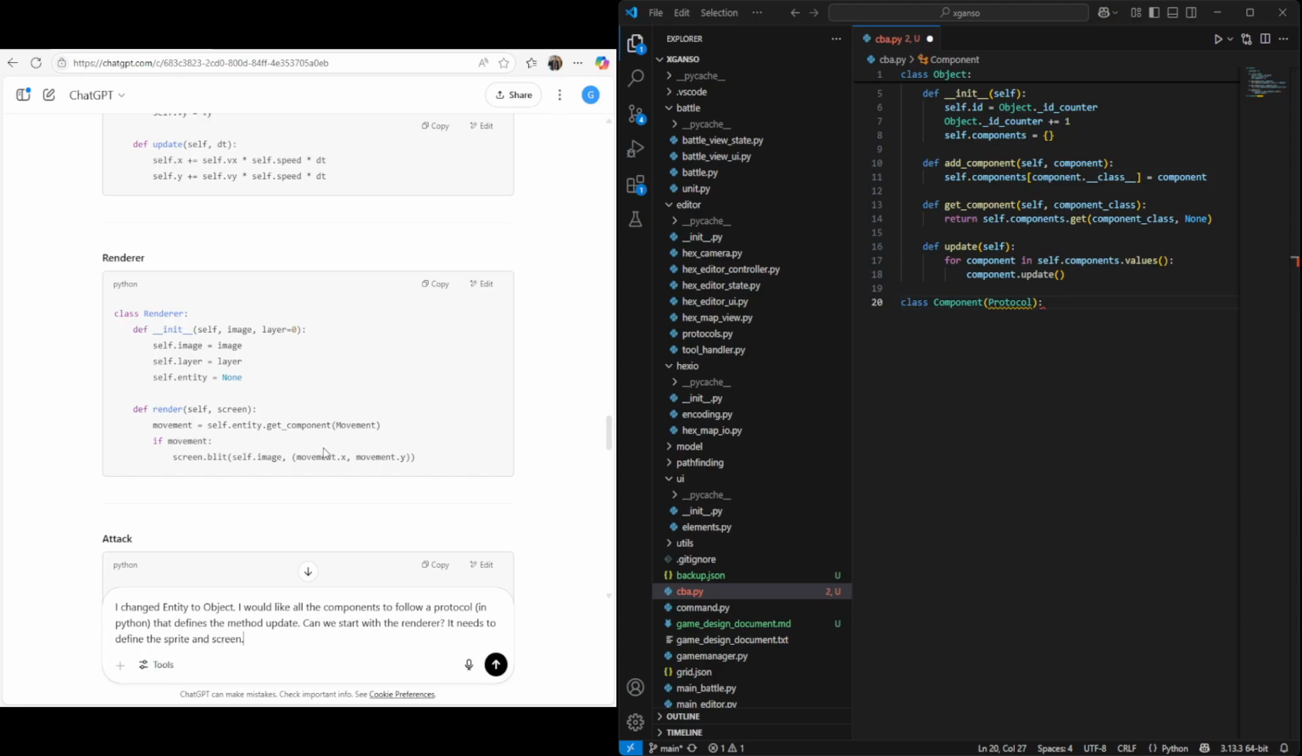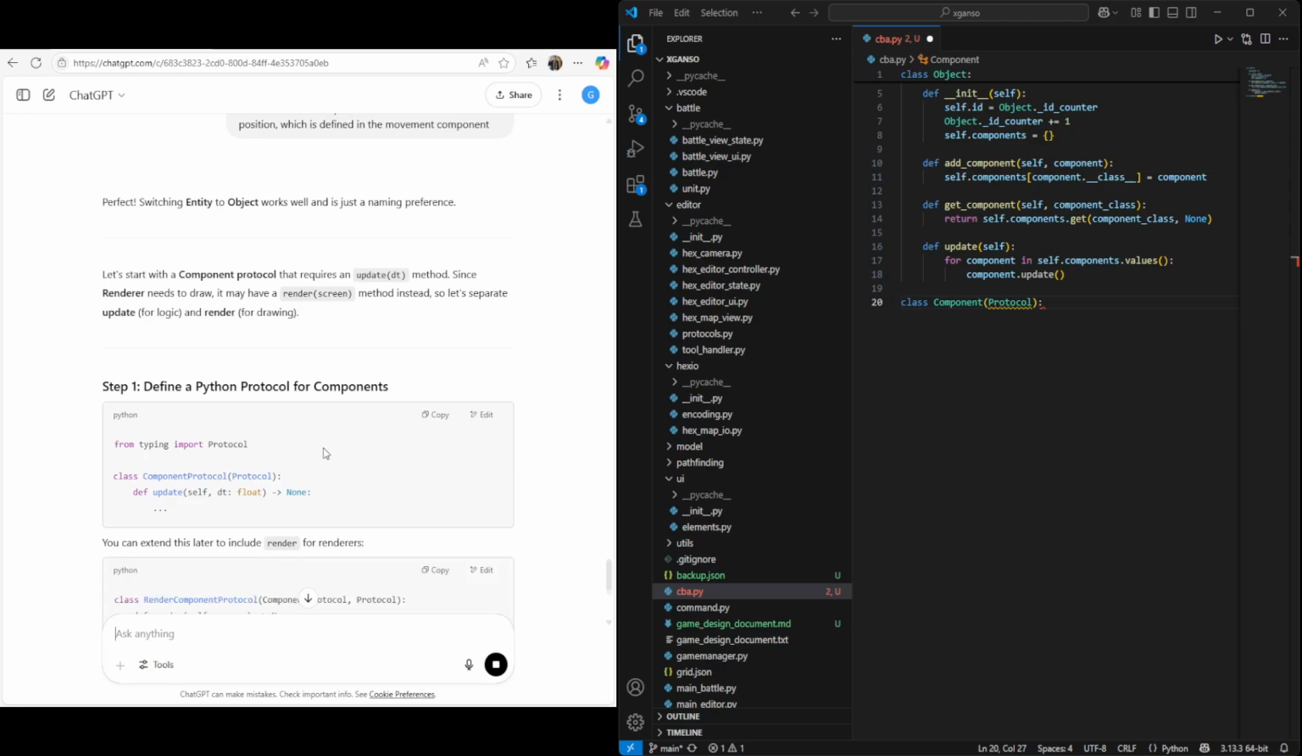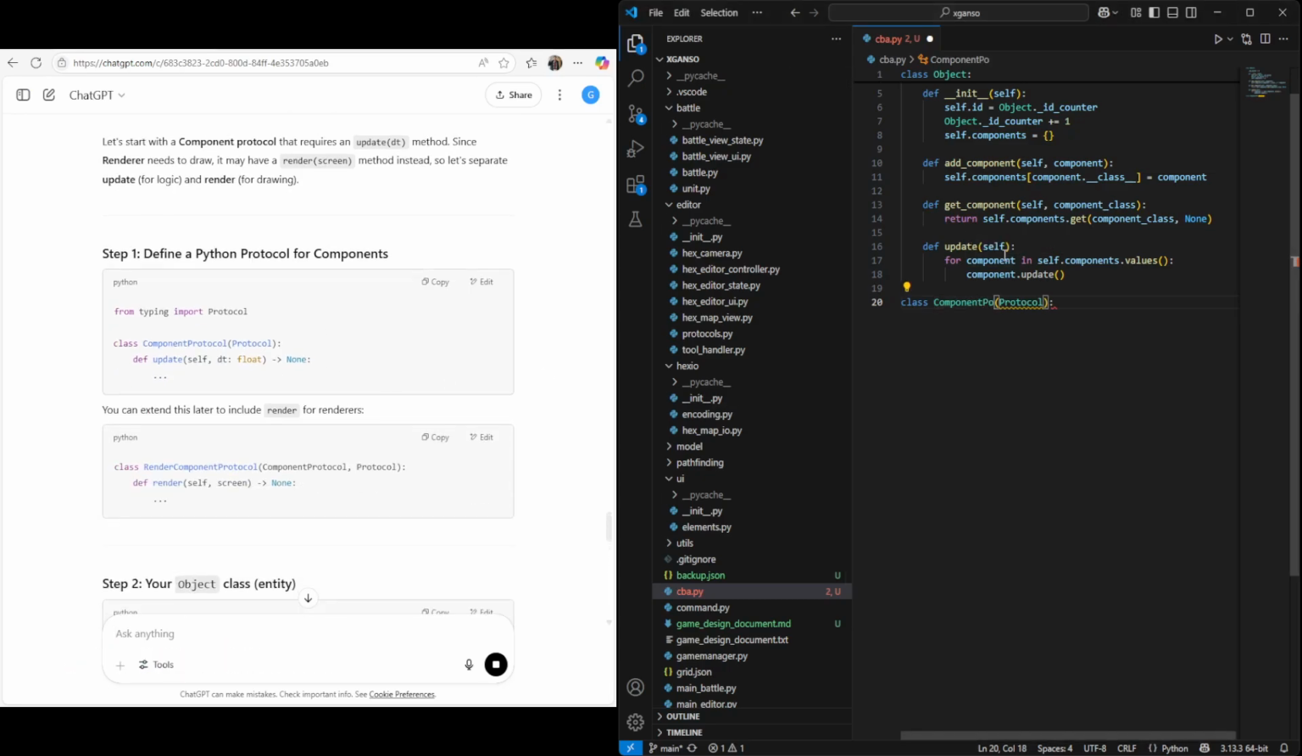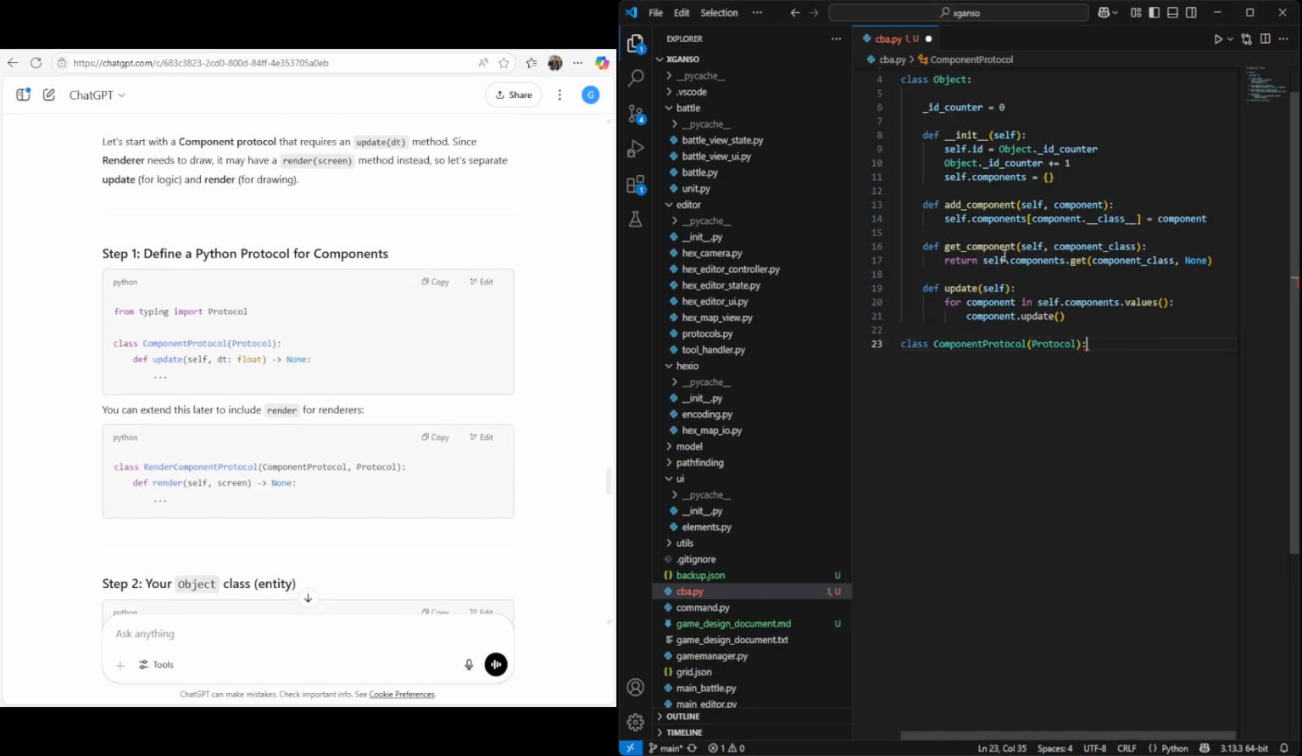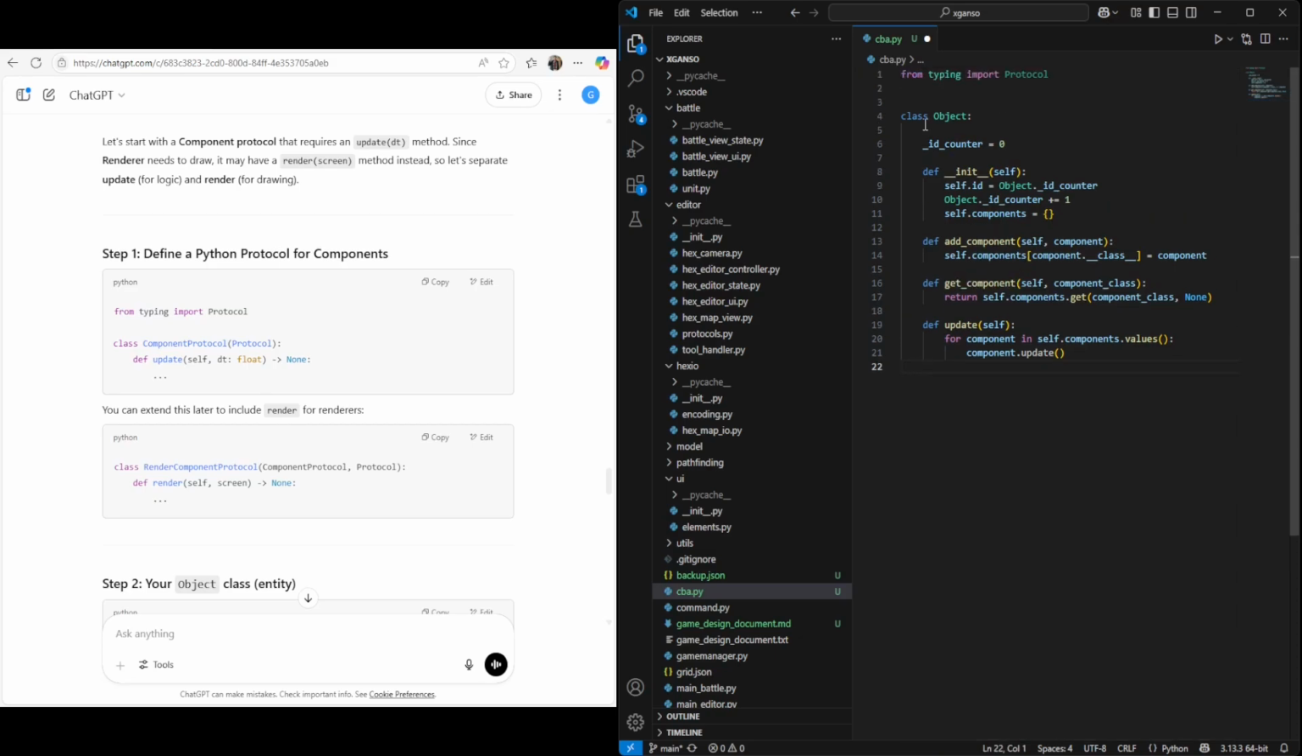Before we start implementing a lot of stuff, let's try to make ChatGPT understand what our idea is. Okay, we're gonna start with the renderer. It needs the sprite and screen, and also it needs position, which is defined in the movement. Let's define the component protocol. I'm not gonna have the delta time at the moment.